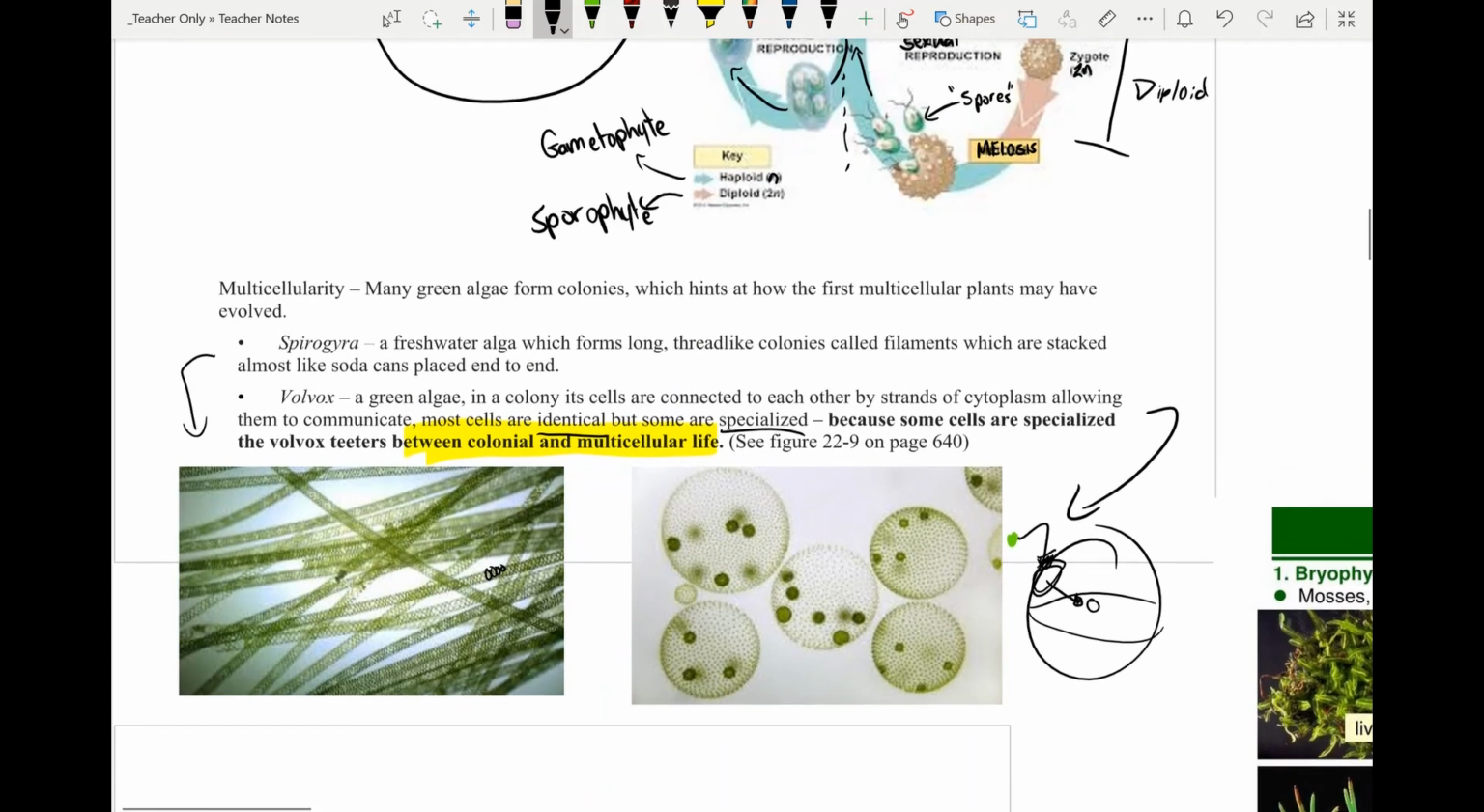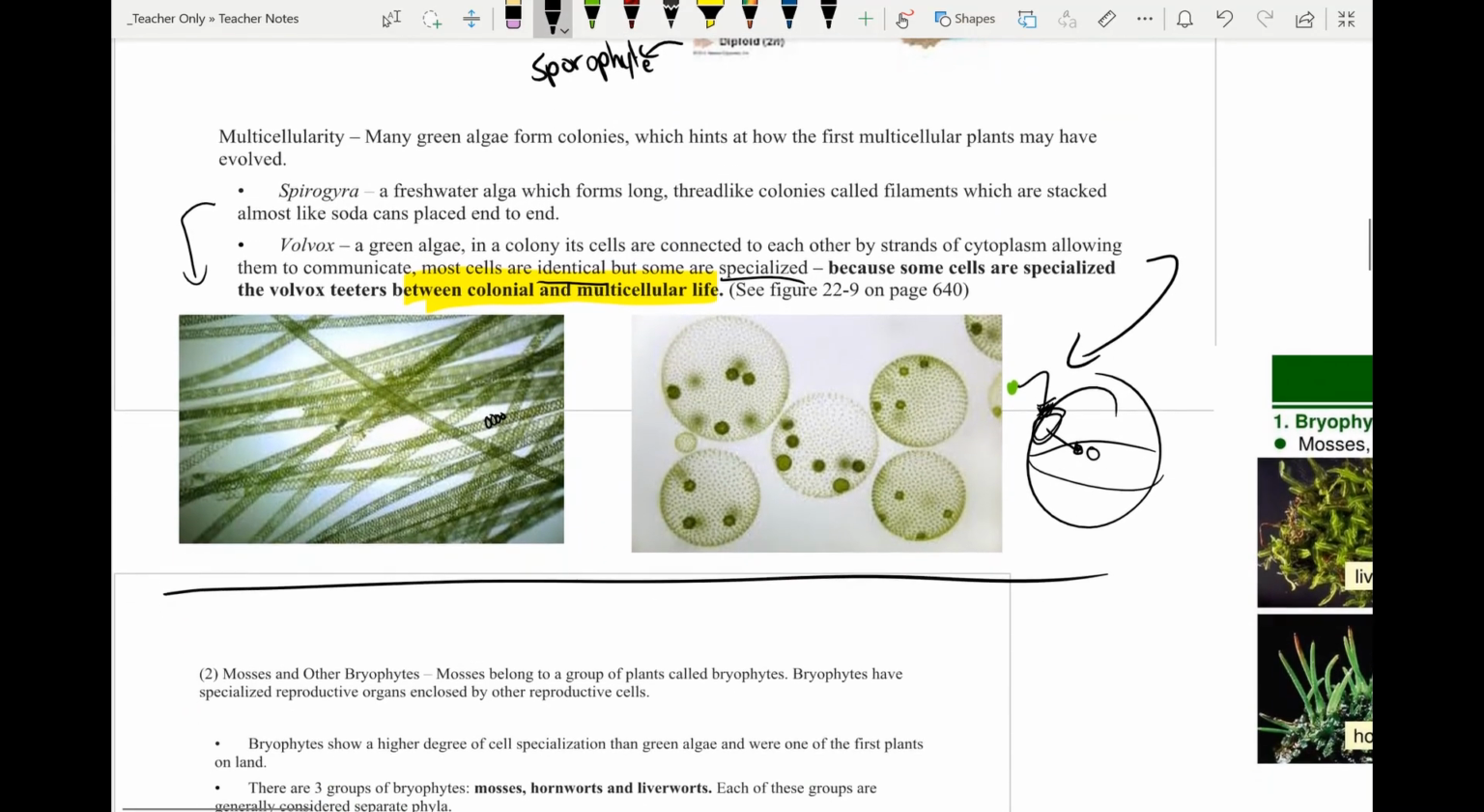Alright, I'm going to pause here just to keep it short. I'll pick up next by looking at bryophytes, which are things like mosses.